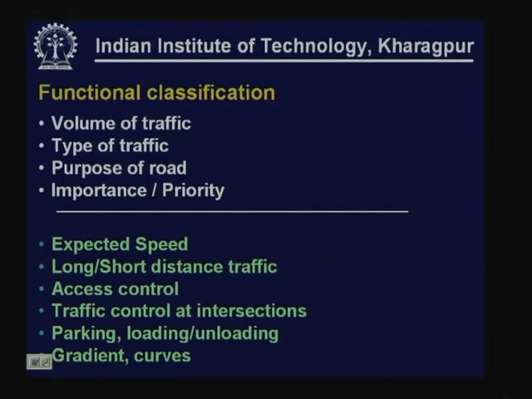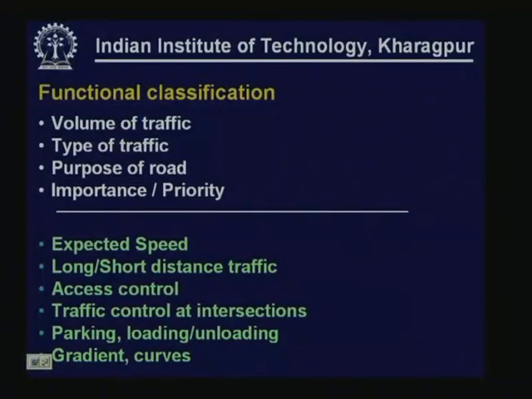For some roads we can find that commercial traffic is predominant, whereas for some other roads it is mostly cars, as in a residential area. So, obviously the traffic type as well as the mix of traffic is different for different roads. The purpose of the road itself may be different. In a residential area, the primary purpose of a road may be to provide access to the buildings.